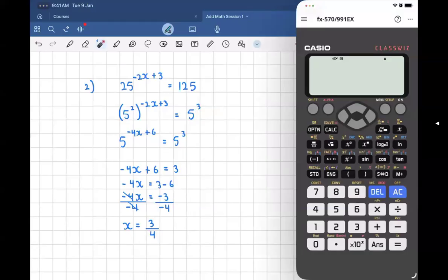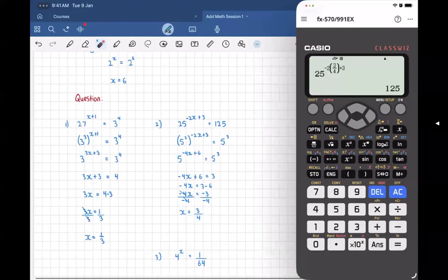Let's see. So that would be 25 to the power minus 2, open bracket, fraction button, 3 over 4, close bracket plus 3. So when I press equal, I'm supposed to get 125. Bam. Thank you, sir. That's the only part I forgot, the checking over. Okay, no problem. In maths, if your answer is correct, the left-hand side is supposed to be equal to the right-hand side, always.